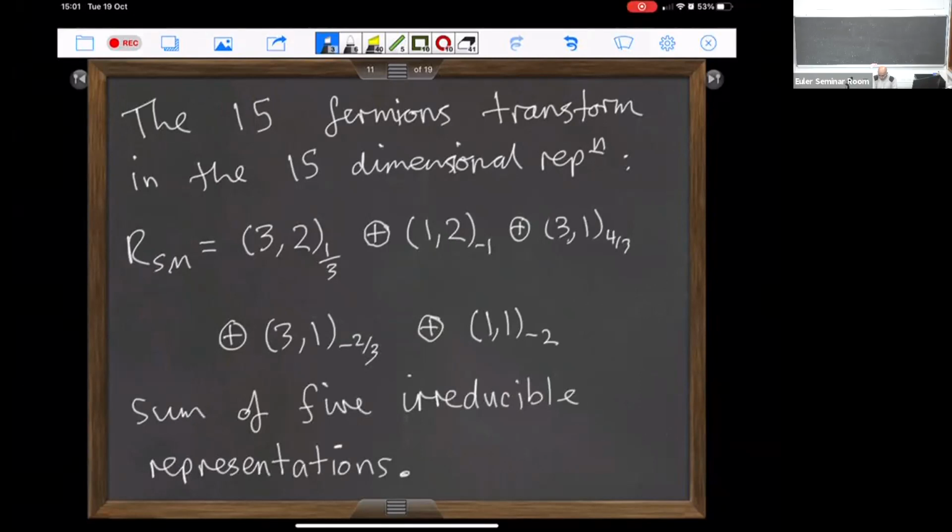So what does this mean? For example, here, 1, 1 means that whatever this field is, it transforms in the trivial representation of SU3 and the trivial representation of SU2, because both the entries are 1 and the trivial representation is one-dimensional. However, this field has a hypercharge which is -2. Here we have a field which transforms in the fundamental representation of SU3, but does not transform under SU2, and has some specific hypercharge, 4/3. These are the only fields which transform both under SU3 and SU2.